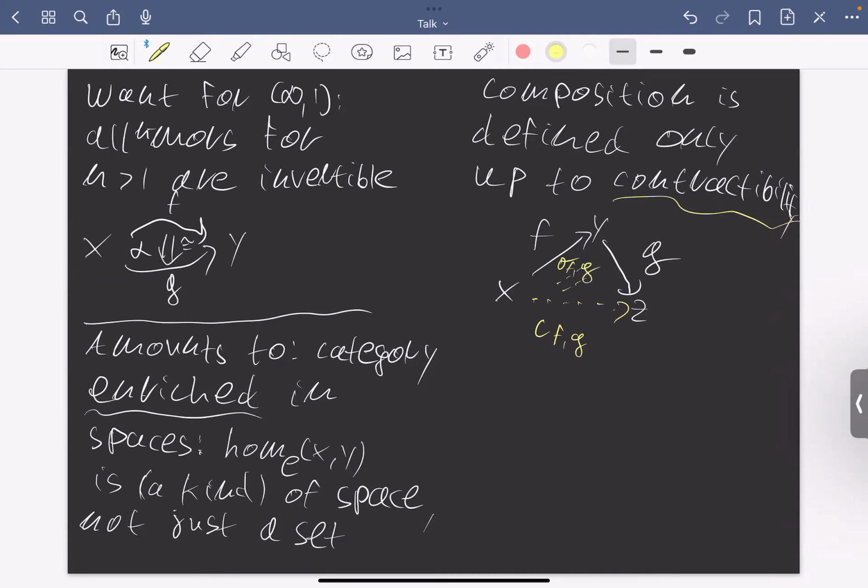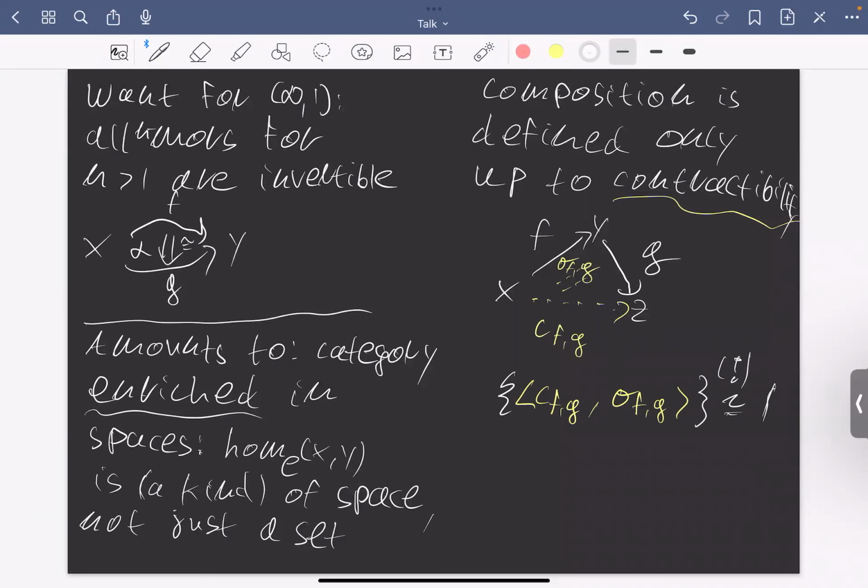And so the space of this data here, so C, F, G, so it's pairs given by an arrow from X to Z and a witnessing two cell. So the space formed by those pairs, that's supposed to be contractible. So it's supposed to be equivalent to the 1-point space.